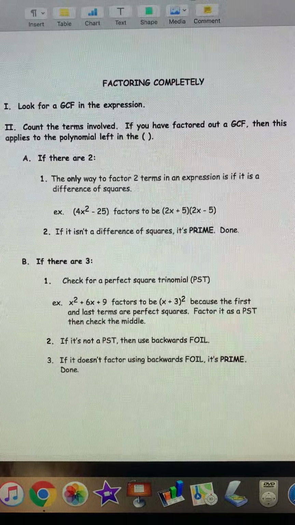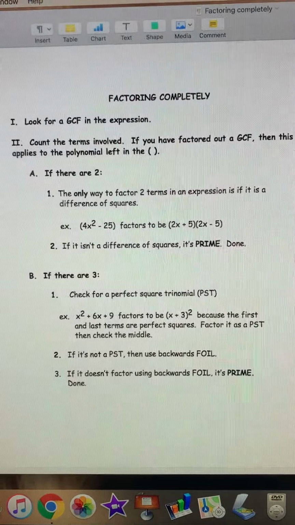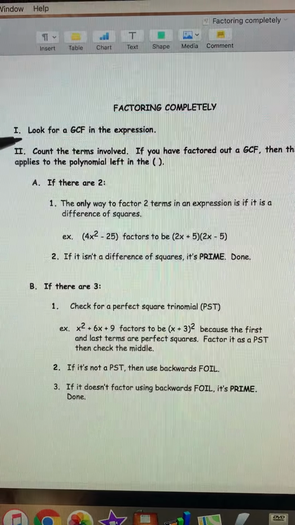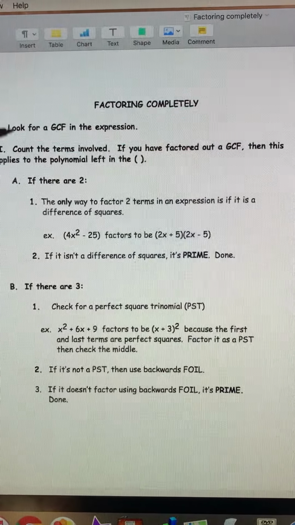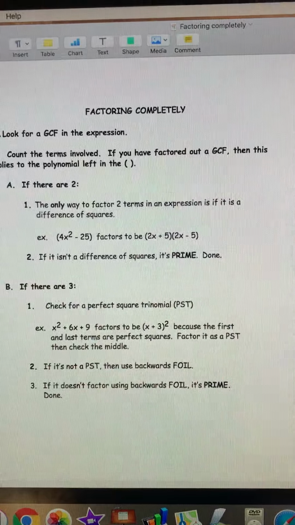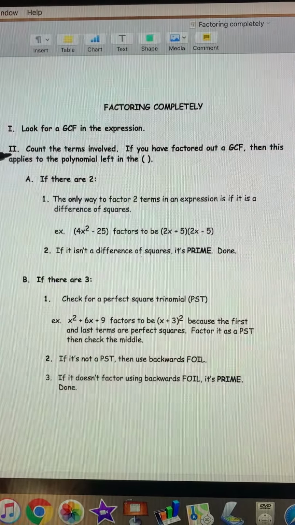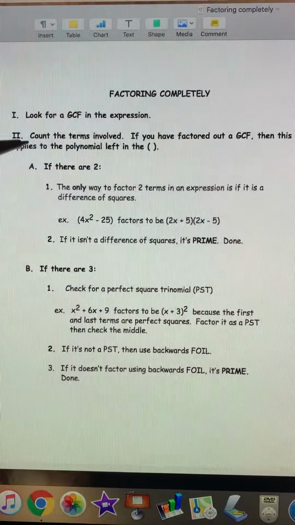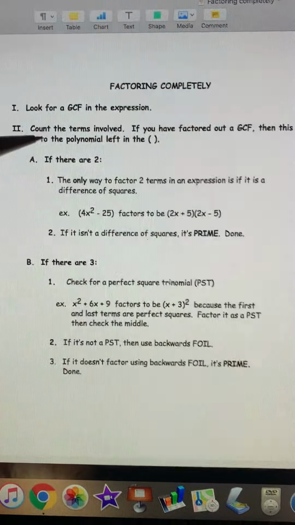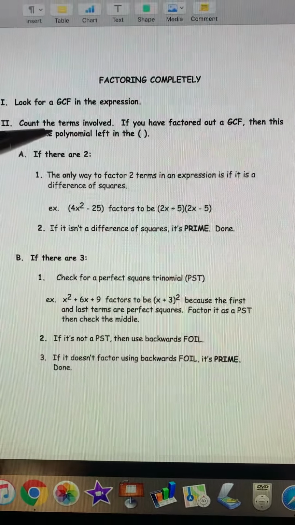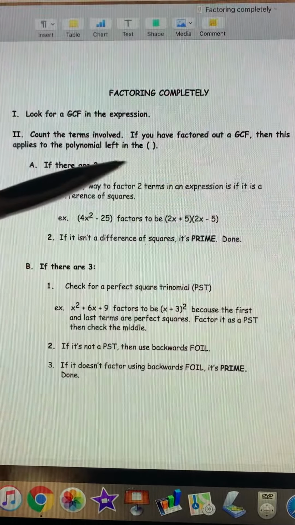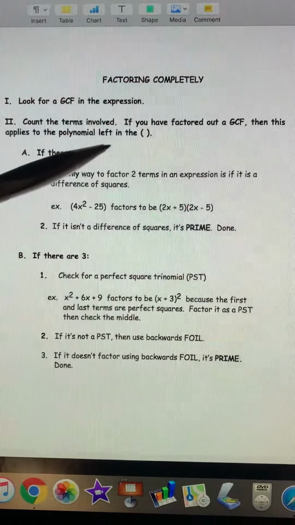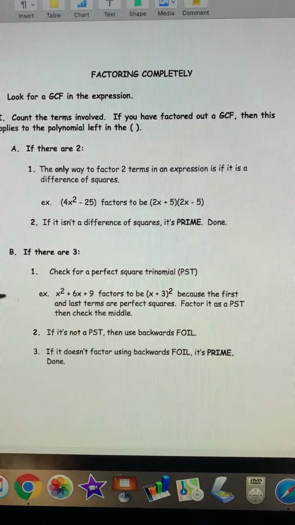So before we even use this, first thing we're always going to do is look for a greatest common factor. Always. Many times there won't be one, but we're still going to look for one. Second thing we're going to do is count how many terms there are, because this is going to be a big key to what we do next.